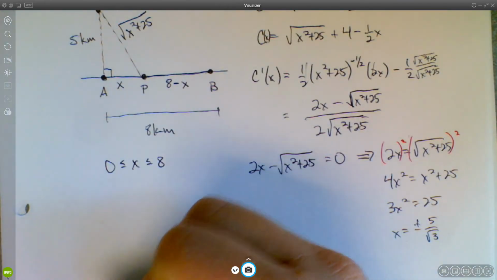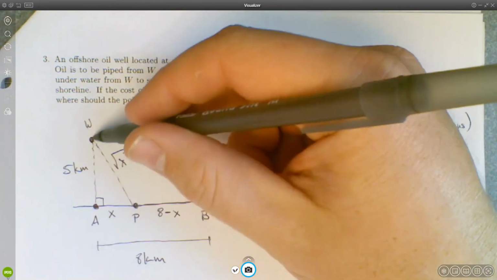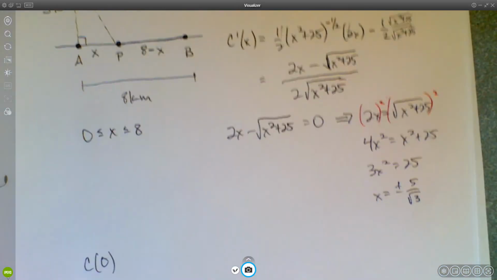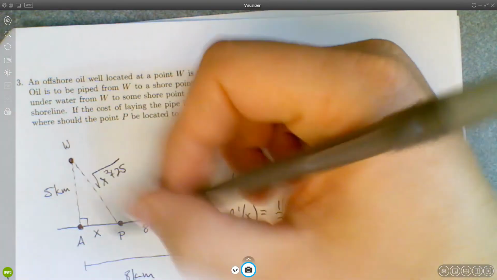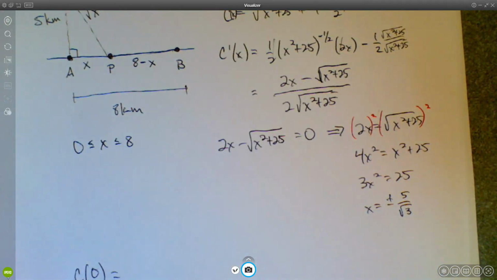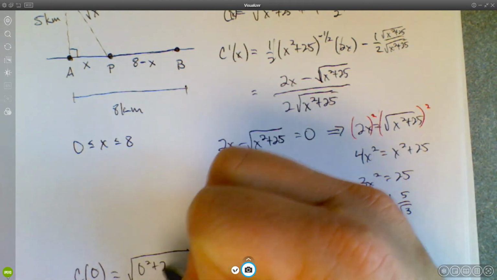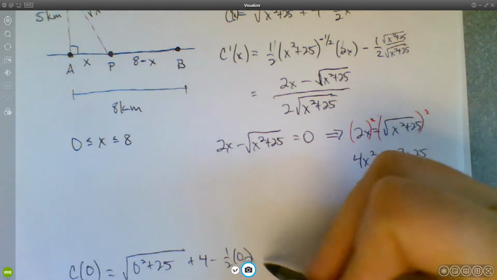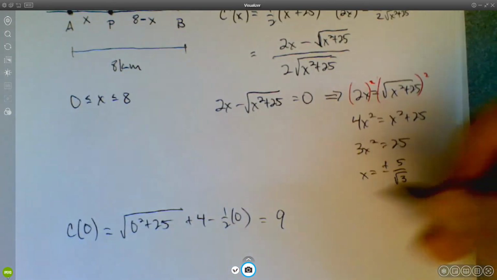So let's see. What is the cost when x equals 0? So when x equals 0, we would go straight from W to A, and then straight from A to B, right? What's the cost of doing that? That would minimize the amount of piping under the water, but it wouldn't minimize the distance, and so there's some give and take, right? So what's the cost? That would be the square root of 0 squared plus 25 plus 4 minus 1/2 times 0. So that's just going to be $9 million, right? So $9 million.